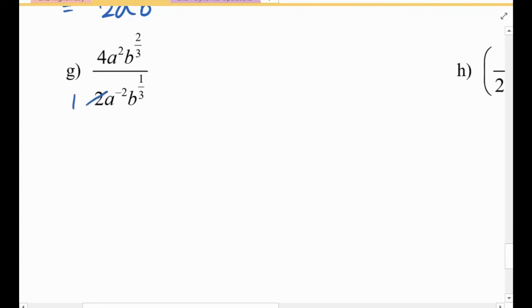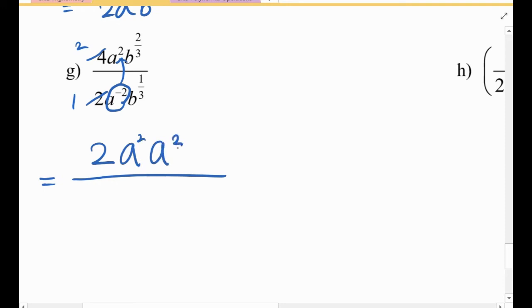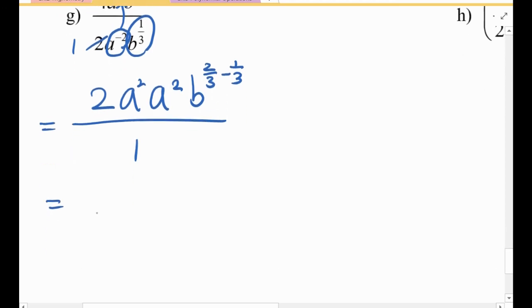Four and 2. Simplify. So you have 2 and a, move a to the top and make the exponent positive. And b 2 over 3. Since it's a division, you subtract 1 over 3. Then 2 a to the power of 4, 2 plus 2 is 4. b 2 over 3 minus 1 over 3 is 1 over 3, but we can omit this. 2a to the power of 4, b to the power of 1 over 3.